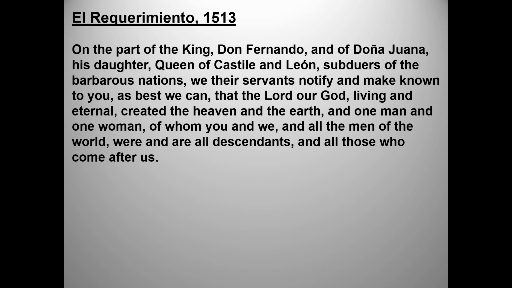The phrase subduers of barbarous nations is not very subtle, though you should remember that Ferdinand is referring at least as much to the Muslim Moors that he had just expelled from Spain as to the Aztecs and other indigenous peoples of the Americas. But note that the last part of the paragraph also establishes a kinship between Spaniards and their new subjects. It is, sort of, a declaration of Christian brotherhood.